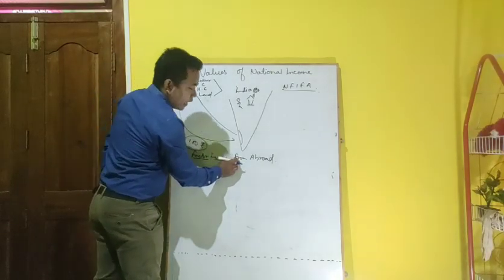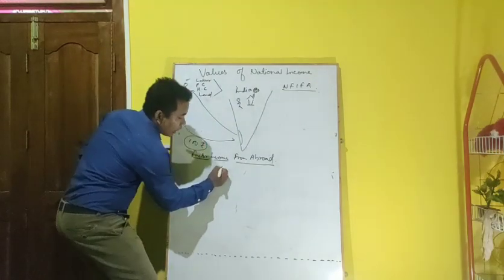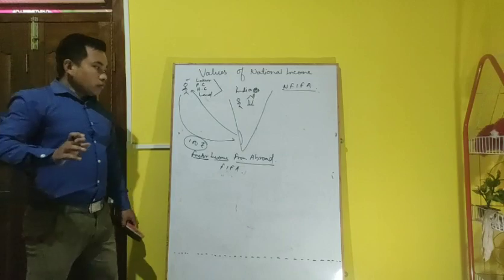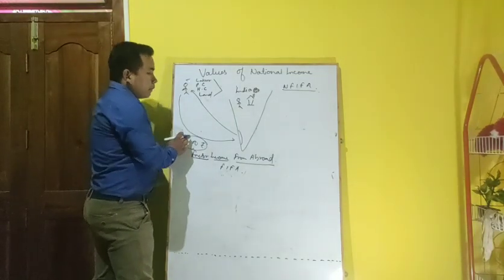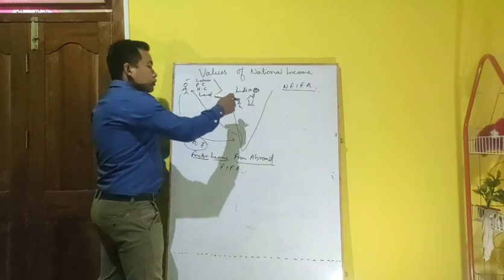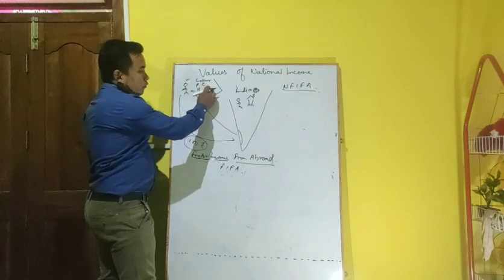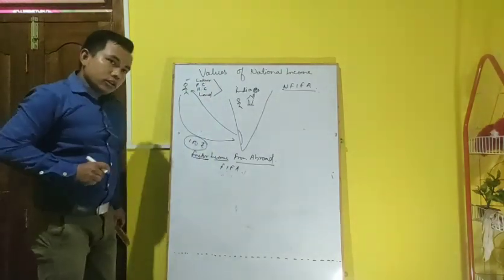And it is being sent to the country from abroad. That is why this is known as factor income from abroad, FIFA. Now the thing is that, don't rush. This rupees 100 being sent back to India by the normal residents of India, but working outside using the 4 factors of production, may not be part of the national income.